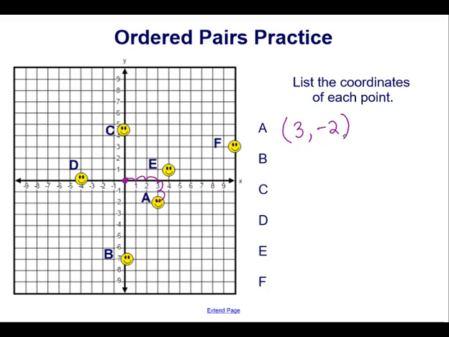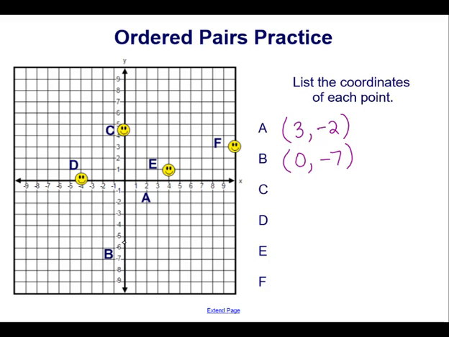For point B, I have to move 0 units right or left, so my first number is actually a 0. And then I have to move down 1, 2, 3, 4, 5, 6, 7 units, so my second number will be a -7.